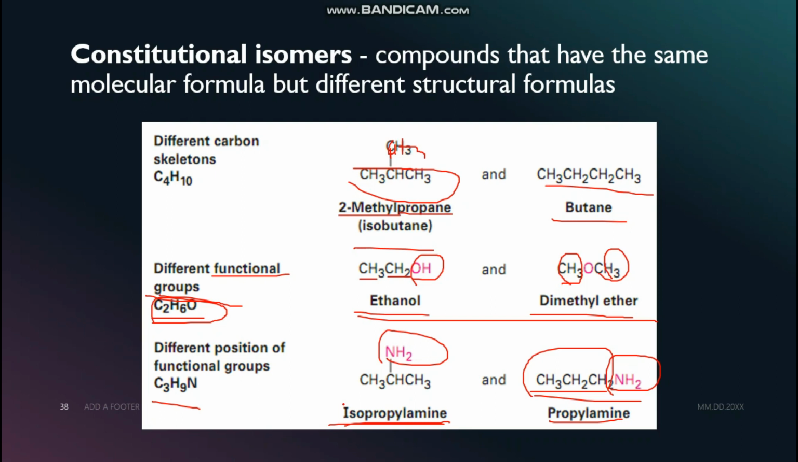So that's constitutional isomerism. Regardless of the reason for the isomerism, constitutional isomers are always different compounds with different properties but with the same formula. Okay? So sa constitutional isomers, hindi dapat sila parehong compounds. Dapat lagi silang magkaibang compounds but with the same molecular formula.